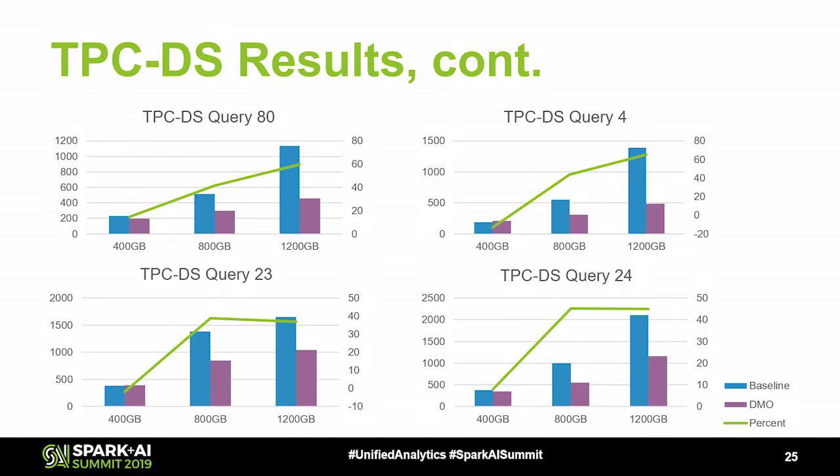And in the first queries, we can even see that when the data reaches 1.2 terabytes, we sometimes even get more than 60% performance gain compared to the baseline.